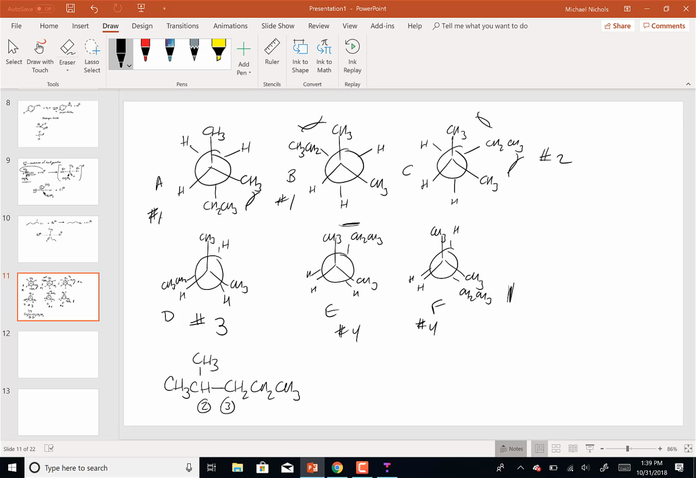And that is the question of just rotating around, looking at the number of gauche interactions to set the stability, and then if you have ties between the number of gauche interactions, what groups are gauche? The bigger the groups, the more unstable the interaction. So that's how we would do a Newman projection.